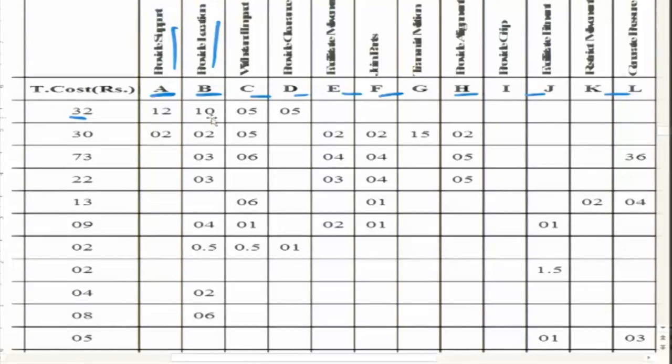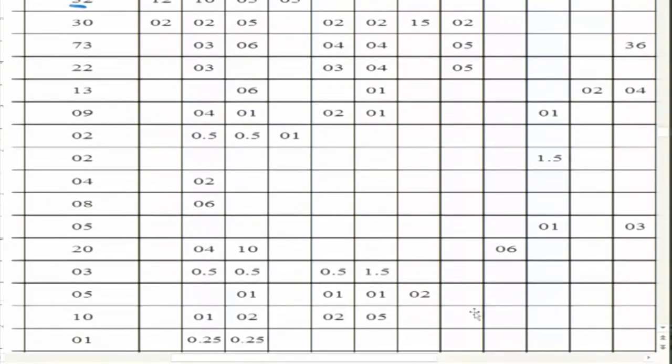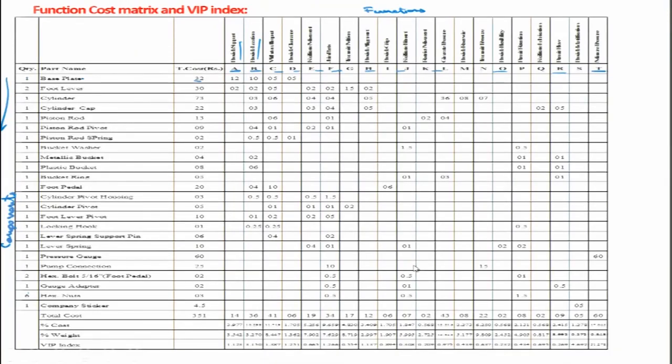This is done by the production people who are involved in the purchasing, who are experts in material strength, the people from mechanical background. They can help to divide the cost into functions. So in this way, we develop the cost for each function. For provide support, we have got this cost. It is in base plate, it is in foot lever. Total cost is 14, which is 12 plus 2.